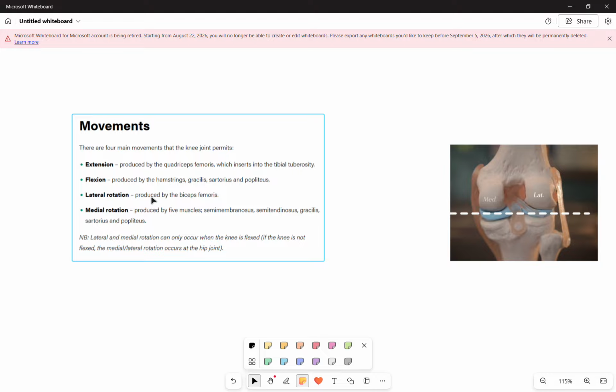Then lateral rotation, which can only happen when the knee is flexed, is produced by biceps femoris, and medial rotation is produced by semimembranosus, semitendinosus, gracilis, sartorius, and popliteus. So lateral and medial rotation can only occur when the knee is flexed. If you are standing up, the knee becomes rigid, and we'll explain this in a moment.